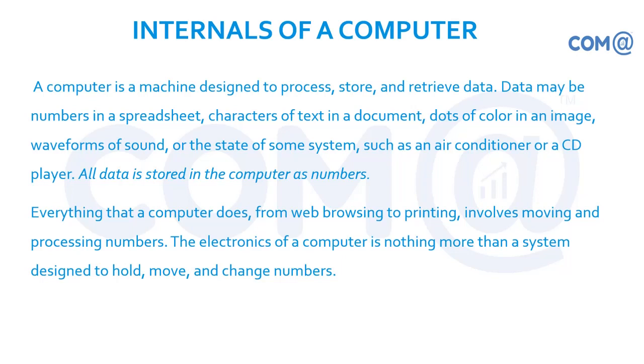So all the data will be available as numbers, but when it is displayed to the users in a presentation layer, it will be visible as letters or pictures, but inside it will be complete digits. So everything the computer does, from web browsing to printing, involves moving and processing numbers. The electronics of a computer is nothing more than a system designed to hold, move and change the numbers. So here everything will be dealt with as numbers. Whatever you are seeing as a character or a picture, in the back end it will be stored as numbers, zeros and ones.